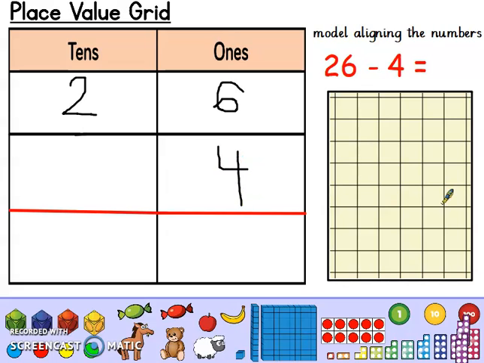And which column do I know to start in when I'm doing this subtraction? The ones column, that's right. So it is saying 6 take away 4. That's easy for me. I can do that on my fingers, can't I? 6 take away 4. 1, 2, 3, 4 is 2.